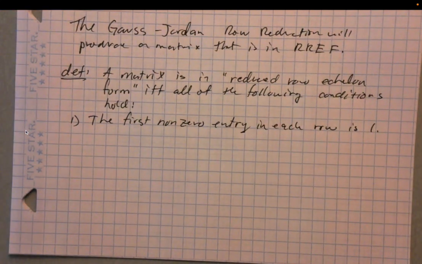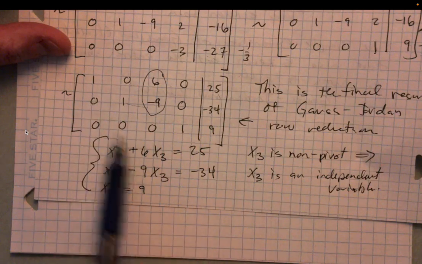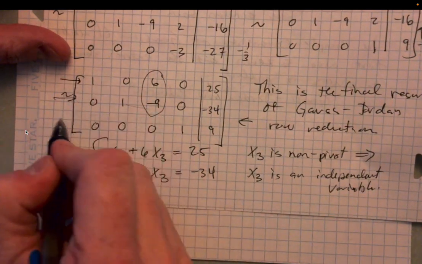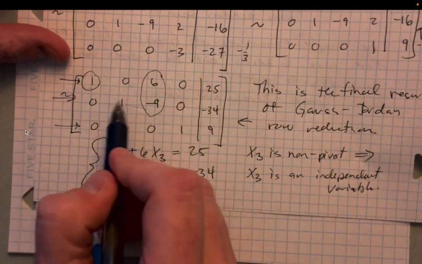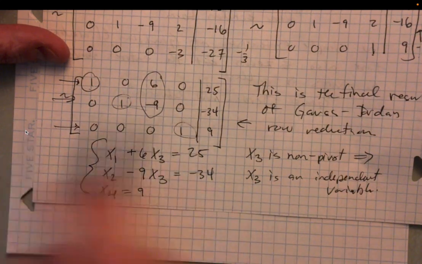Okay, so let's look at our previous matrix as we walk through this. So here was our previous matrix. And so the first non-zero entry of each row, going left to right, is 1. So here you can see the first one is 1, first one is 1, and then 0, 0, 0, 1. Okay, so that's the first condition.